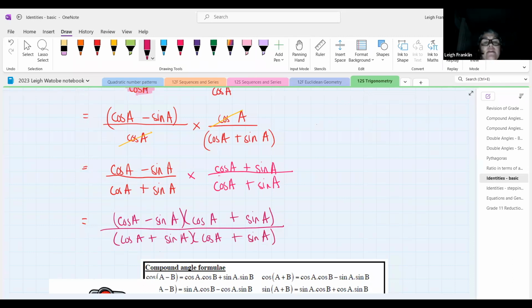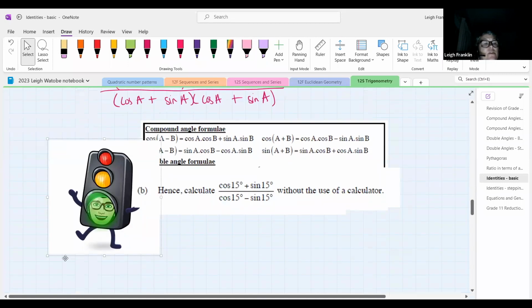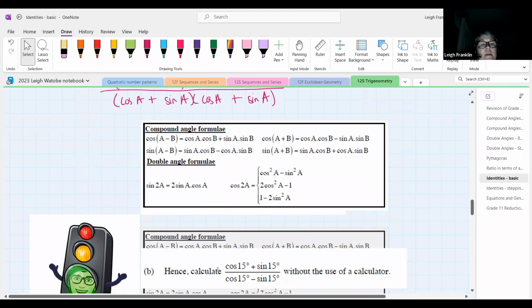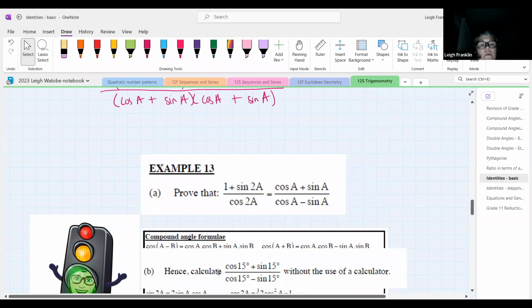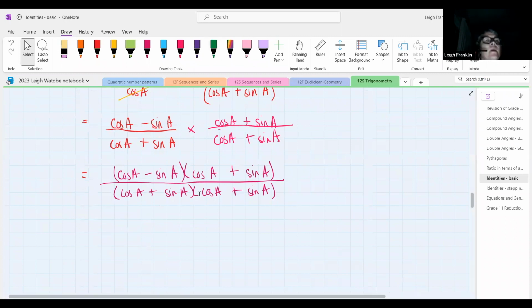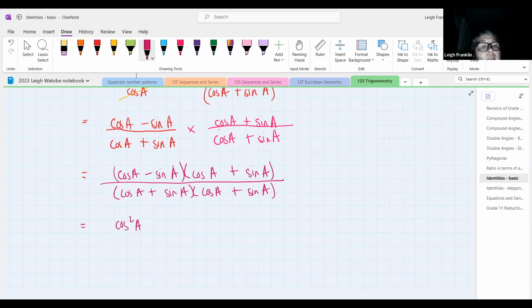Okay, so now at the top, you can see that that's something that, if you were factorizing it, we would call a difference of squares. But we're not factorizing, we're multiplying out. So if we now do FOIL in the numerator, we would end up with cos squared a minus sine squared a.